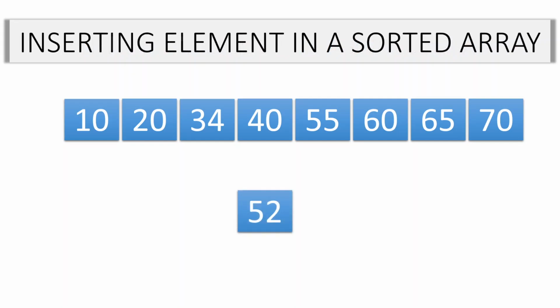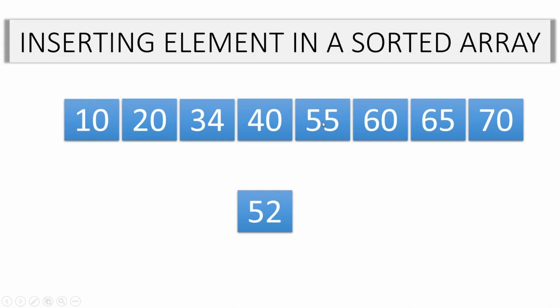Suppose we have the number 52. If we really want to insert this number in this particular list, how are we going to do that? The first task is to find the exact position where this 52 will go. If you manually check these numbers, 52 should come between 40 and 55, because 52 is greater than 40 and 52 is less than 55. So it will come between 40 and 55.